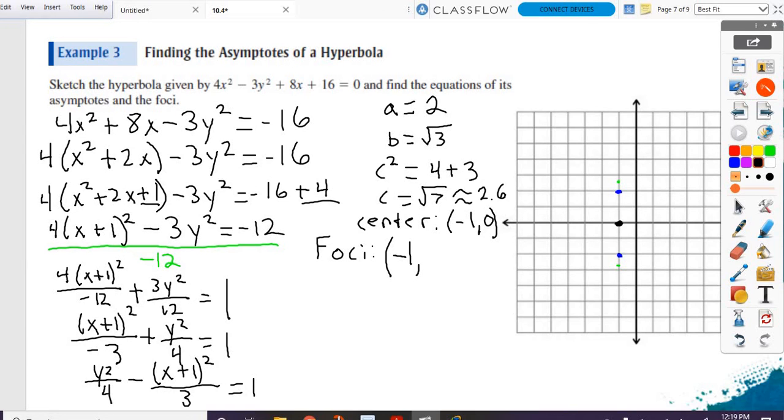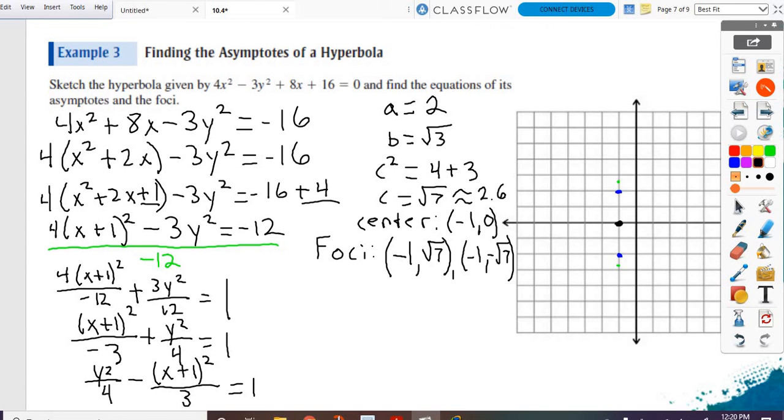So then if I have a 0 here, or any number there, I'm either going to add or subtract my c value from my original y value, since I'm going up and down. So we would add the square root of 7 and subtract the square root of 7 from 0 in this case. So we just get square root of 7 and negative square root of 7. Are we all okay with that? So our 2 points would be -1, comma square root of 7, and -1, negative square root of 7.